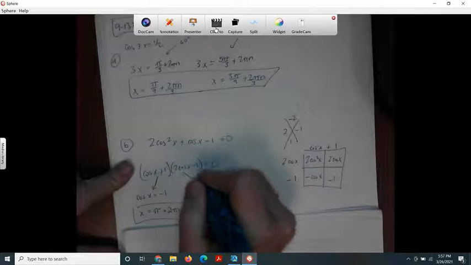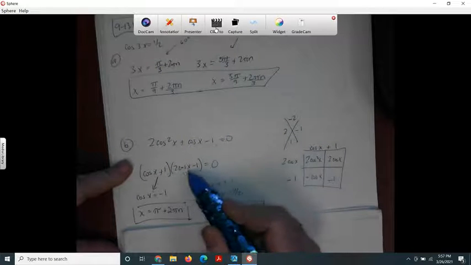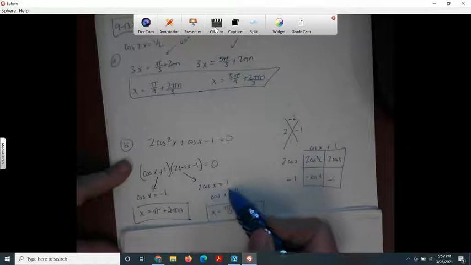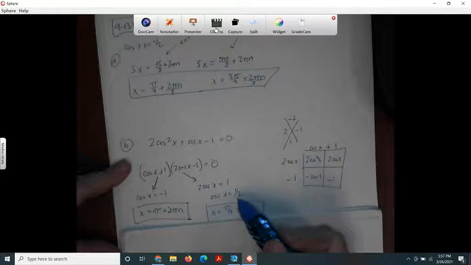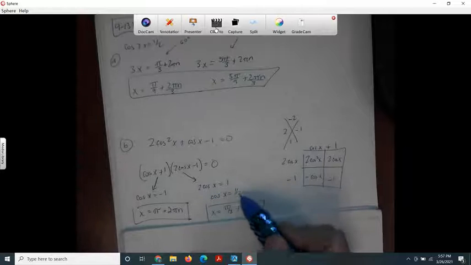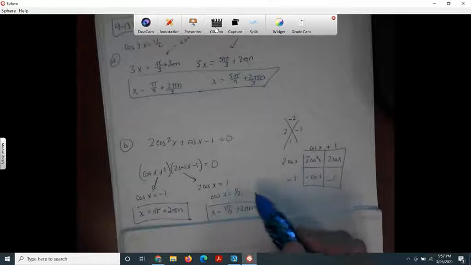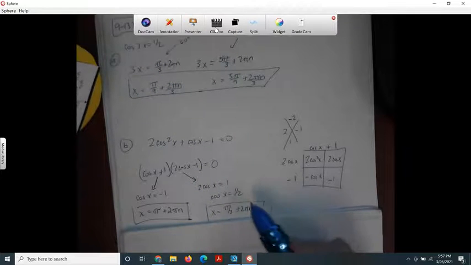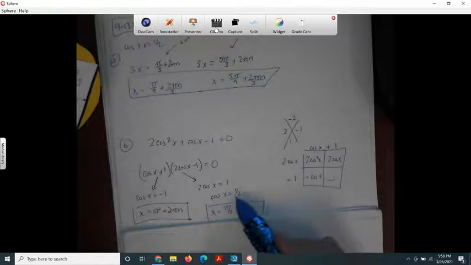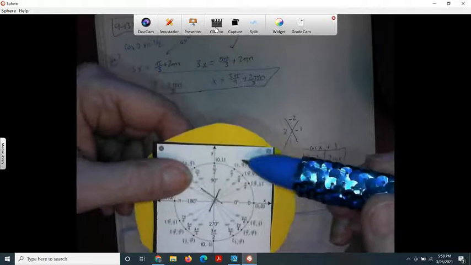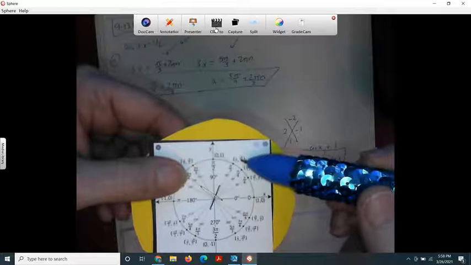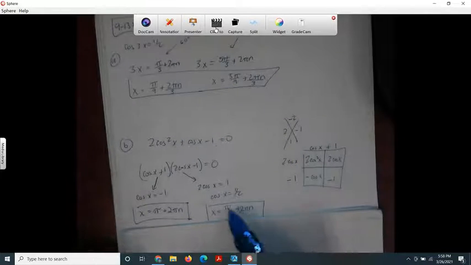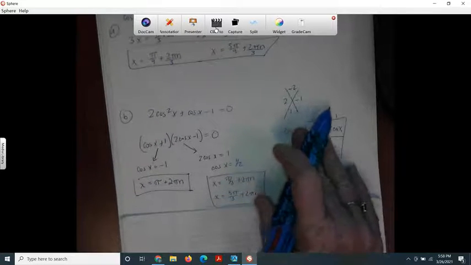And then this piece gave this factor. And then this factor, if I set it equal to 0, I'll get 2 cosine x minus 1 equals 0, which means 2 cosine x equals, if I add 1 to both sides, 1. Divide both sides by 2, I have cosine x equals 1/2. Then I inverse cosine, or arc cosine, both sides. And I don't use a calculator, I have this unit circle right here. So then I just find out where cosine is equal to 1/2. Cosine is equal to 1/2 here at pi over 3, and it's also equal to 1/2 down at 5 pi over 3. So pi over 3 plus 2 pi n and 5 pi over 3 plus 2 pi n.